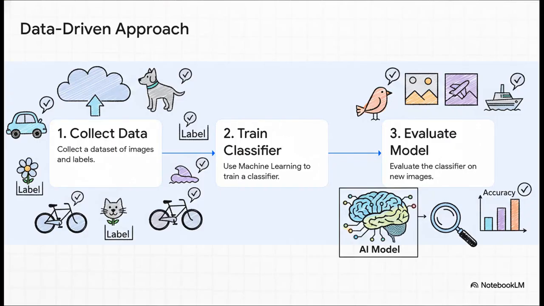So this whole data-driven thing usually follows a simple 3-step recipe. First, you gather your ingredients, a huge collection of images that humans have already labeled: cat, dog, car, whatever. Second, you use that data to train a machine learning model, which is called a classifier. You're basically letting it study the examples. And finally, the big test. You show it brand new images it's never seen before to see if it actually learned the concept.